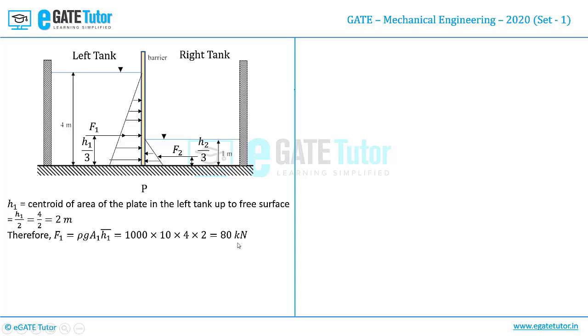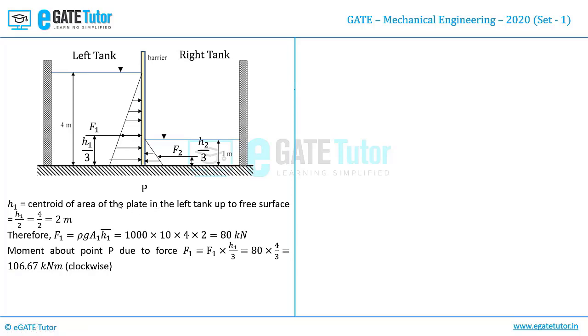So now when we consider moment about point P, because of force F1, it will be F1 multiplied by h1 by 3, which will be in the clockwise direction. So F1 is 80 kilonewton multiplied by h1 which is 4 divided by 3, which gives us 106.67 kilonewton meter. This is a clockwise moment. As you can see, this force tends to rotate about point P in clockwise direction. So this is the same concept which we are going to use in the right tank analysis as well.